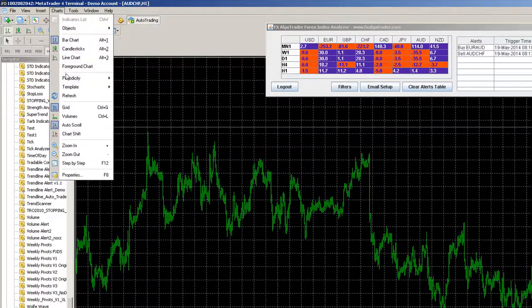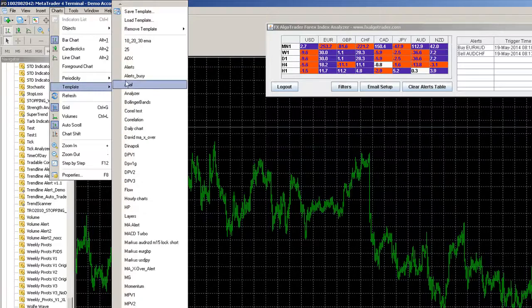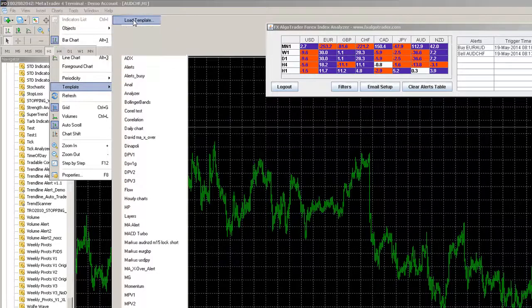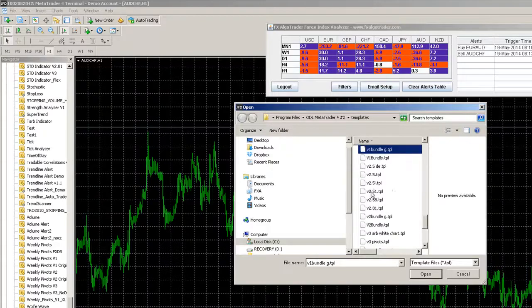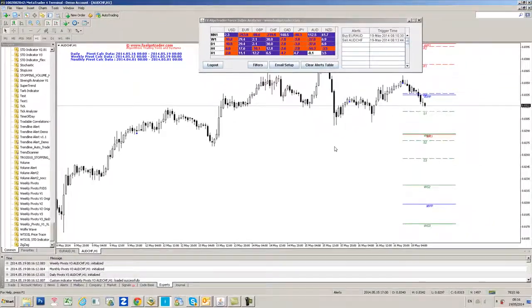I'm just going to load my template, which layers over my pivots. Okay, so we've got a short signal here, and then exactly the same thing. We've got a pivot confluence with the daily central pivot and the weekly central pivot slightly above price action.